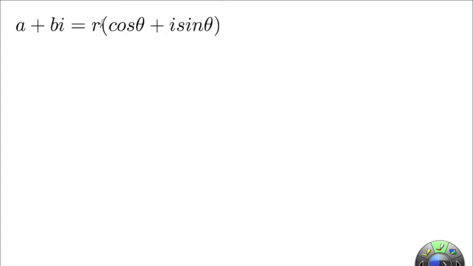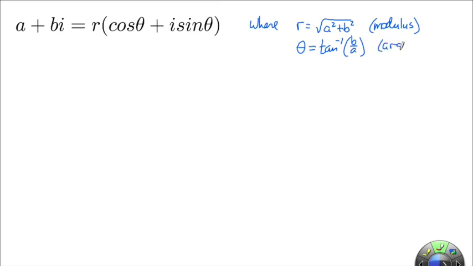a plus bi is equal to r cosine theta plus i sine theta, where r is equal to the square root of a squared plus b squared. The modulus, I think it's called, modulus. And theta is equal to tan inverse of b over a. And this is called the argument of the polar form.